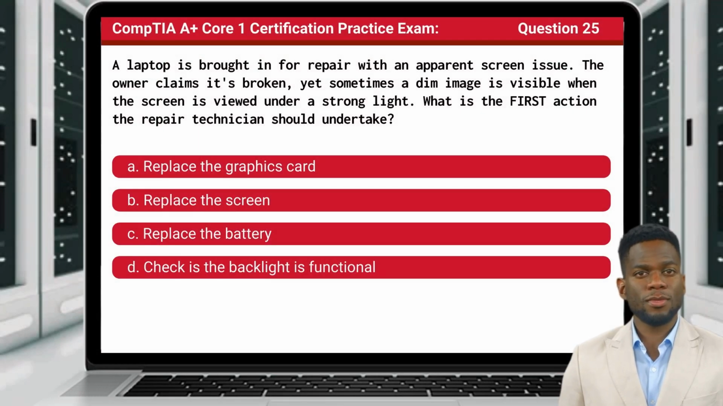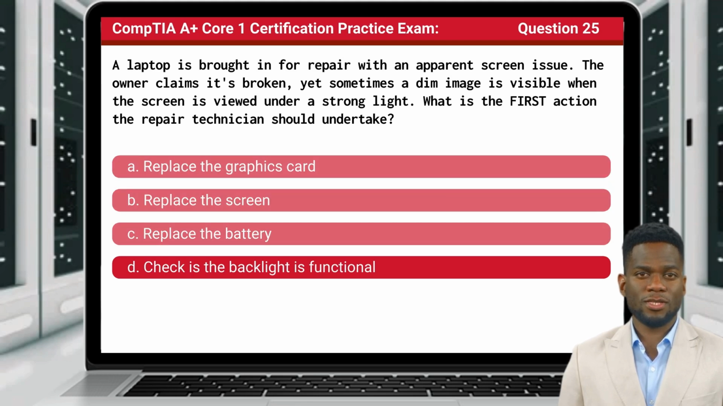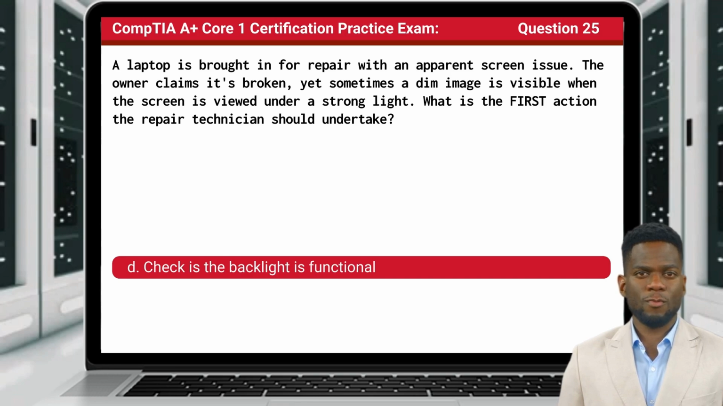Question 25. A laptop is brought in for repair with an apparent screen issue. The owner claims it's broken, yet sometimes a dim image is visible when the screen is viewed under a strong light. What is the first action the repair technician should undertake? The answer is D. Check if the backlight is functional.